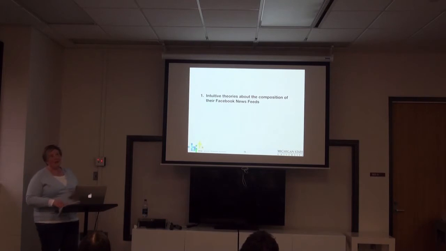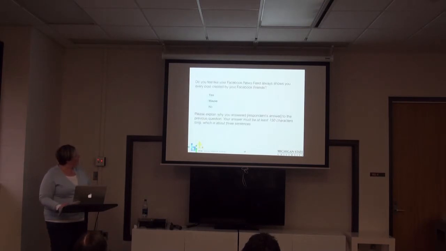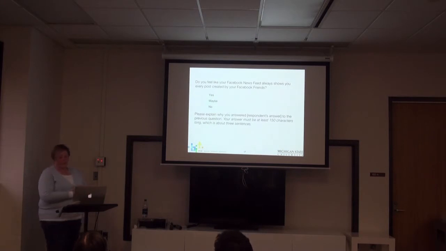But even if users aren't sure that there's an algorithm, we still thought that they might be able to form beliefs and expectations about what they were going to see in their newsfeed based on their interactions with it. And so we analyzed the responses to this open-ended question. There was a closed-ended question and an open-ended question. We asked, do you feel like your newsfeed always shows you every post created by your friends? And then we asked them to explain why they answered that way. And this response had a minimum length requirement.